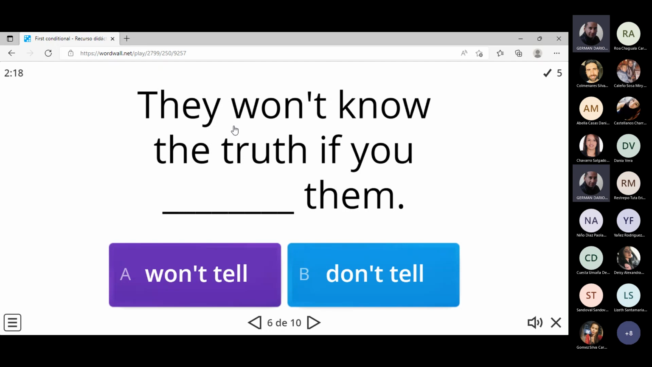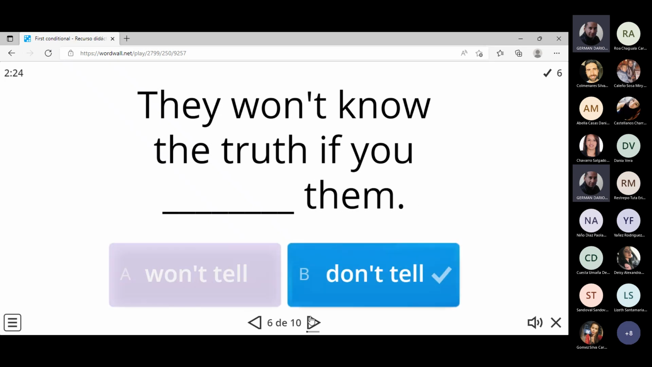Remember, acuérdese que no puede haber dos futuros. Want, want. Want is future, so the answer is don't.